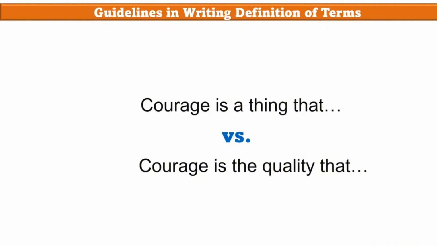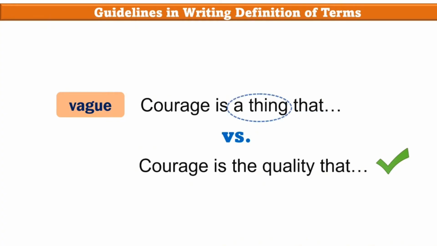Now, between these two definitions, which one is better? Courage is a thing that, or courage is the quality that? The answer is the second one. Why? The first definition is vague. Bakit naging vague? Because of the phrase, a thing.